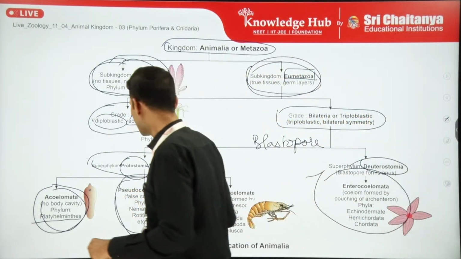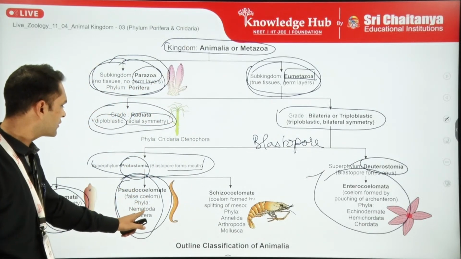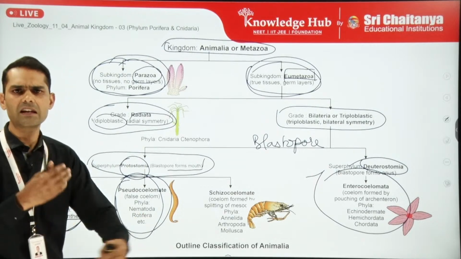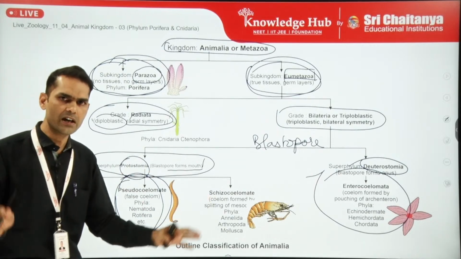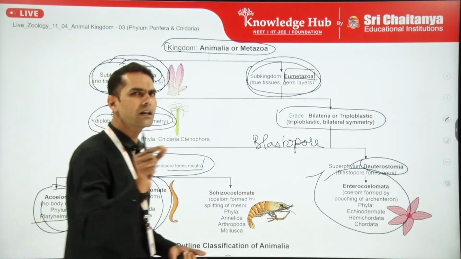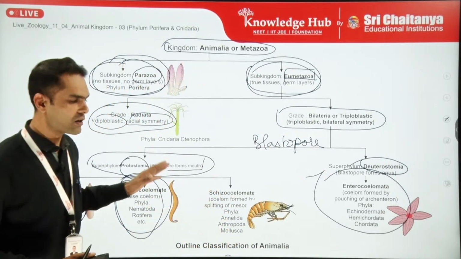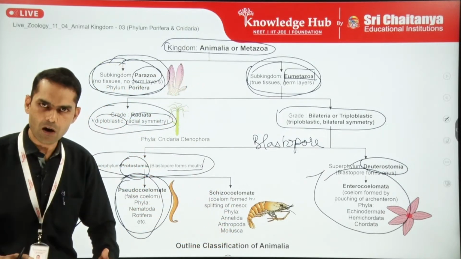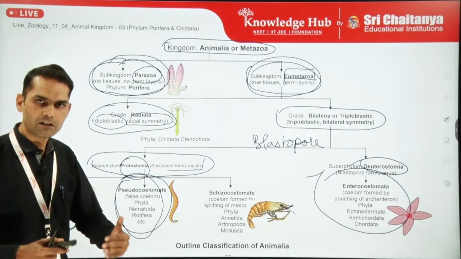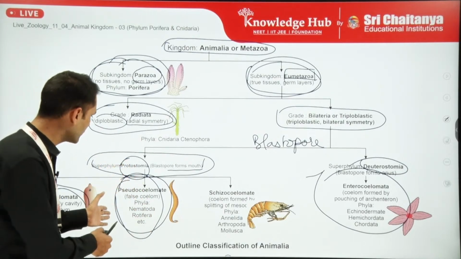As we see, in pseudocoelom or pseudocoelomates, only one phylum is there, that is phylum Nematoda, and Rotifera is another phylum which has not been mentioned in the classification chapter. Its introduction has been given in the excretory chapter, but in detail Rotifera is not mentioned. So as of now, we can say that according to the syllabus, phylum Nematoda or Nemathelminthes comes into the pseudocoelomate category.